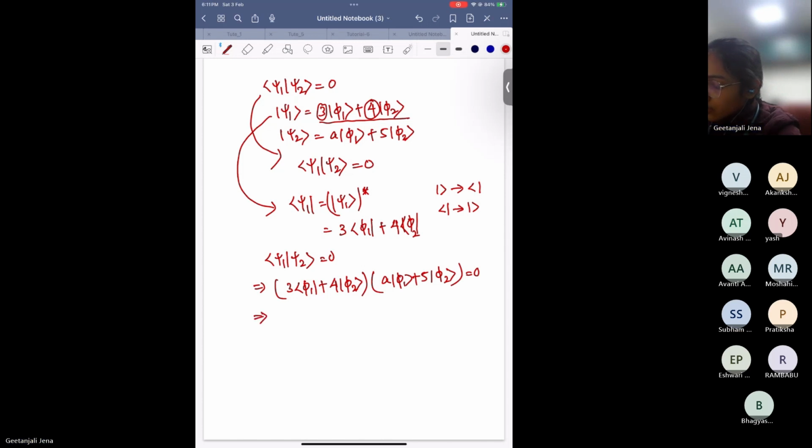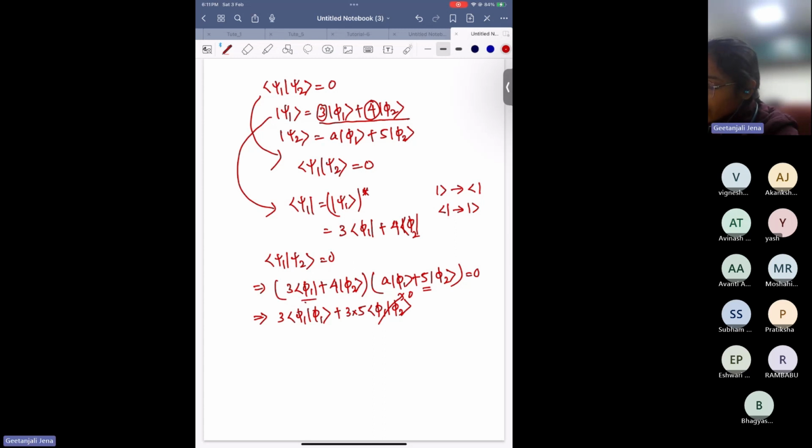Now if you multiply it individually, only some terms will remain. Phi1 with phi1 will give a non-zero quantity. But when you take the inner product of phi1 with phi2 here, there is a 3 here and there is a 5 here. If you take the inner product, then it is 0 because these are orthonormal kets. So the only non-zero quantities will be phi1 with phi1 and phi2 with phi2.